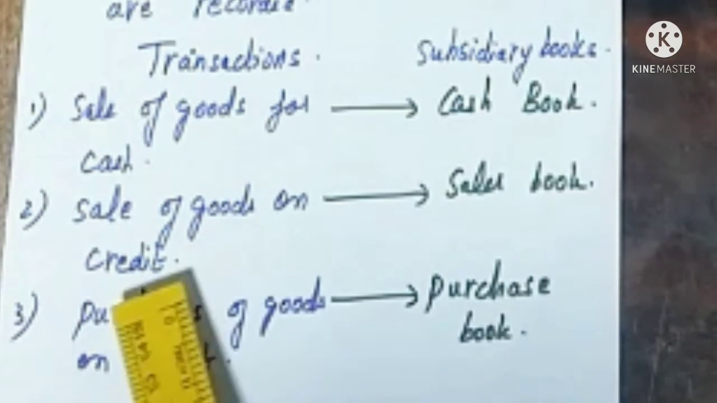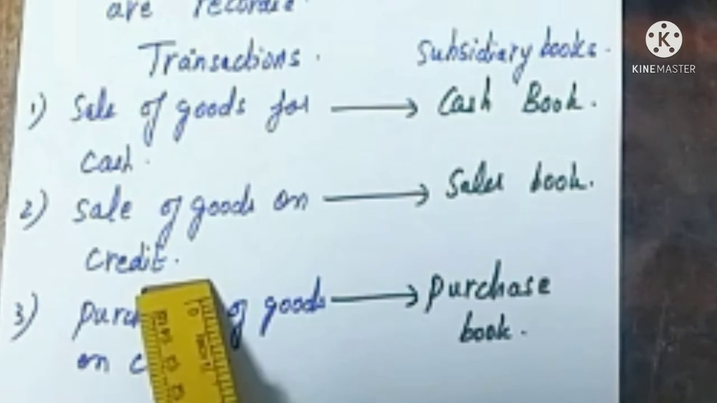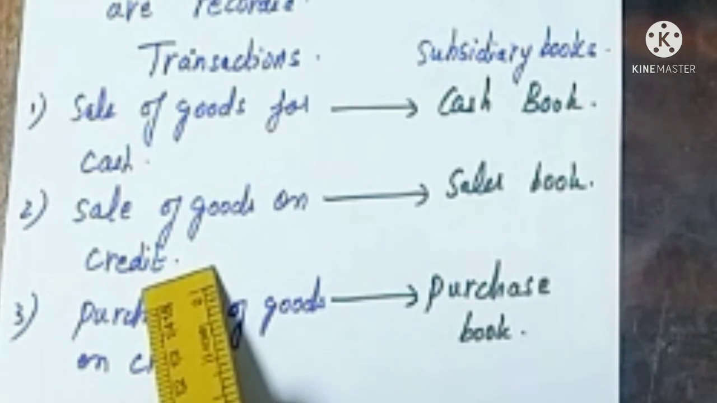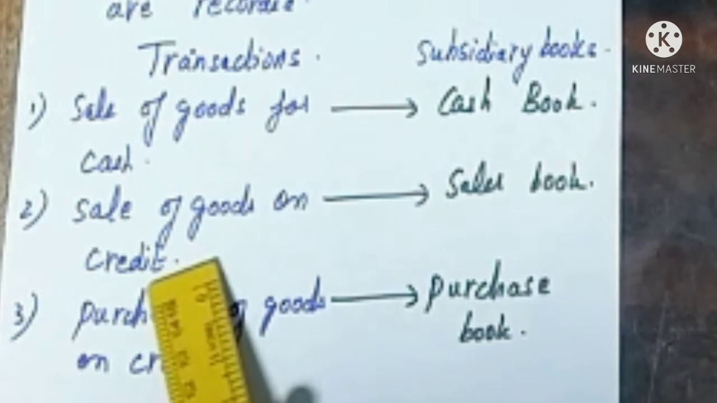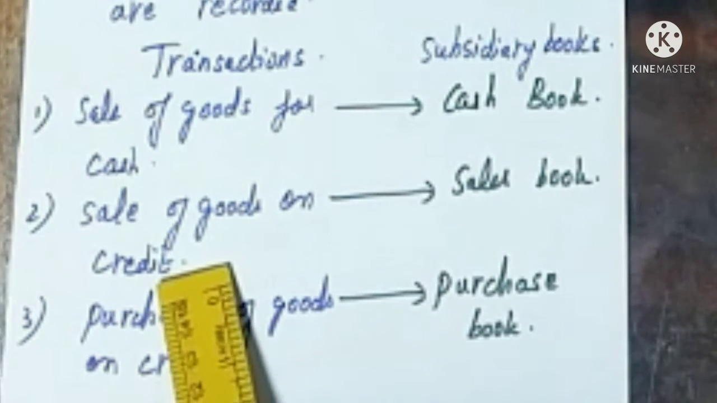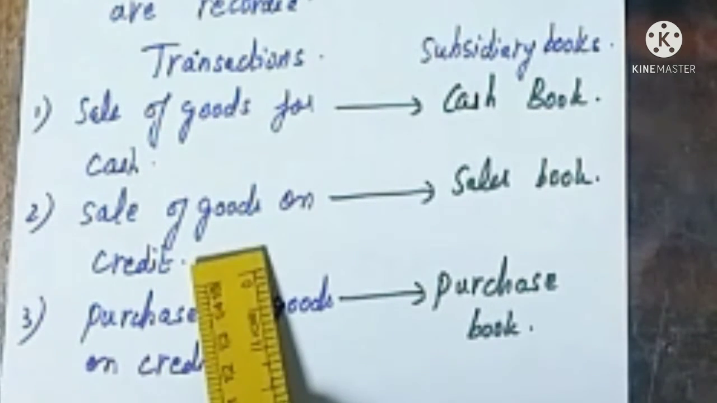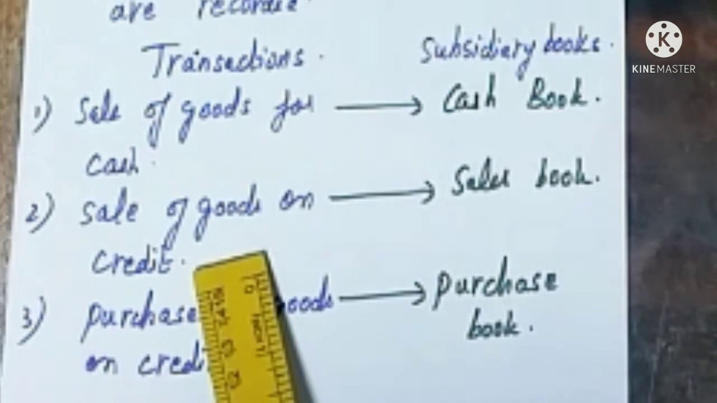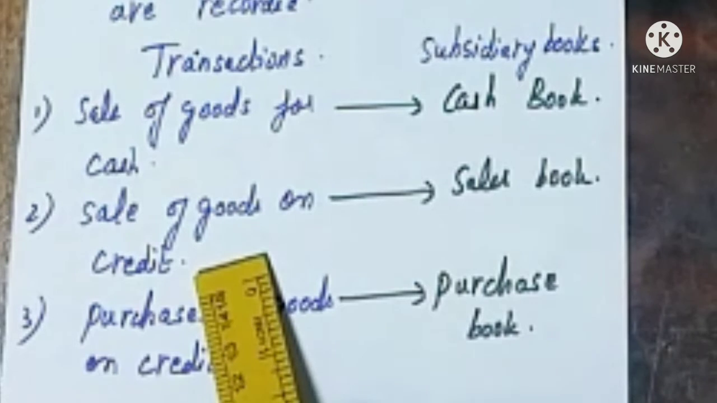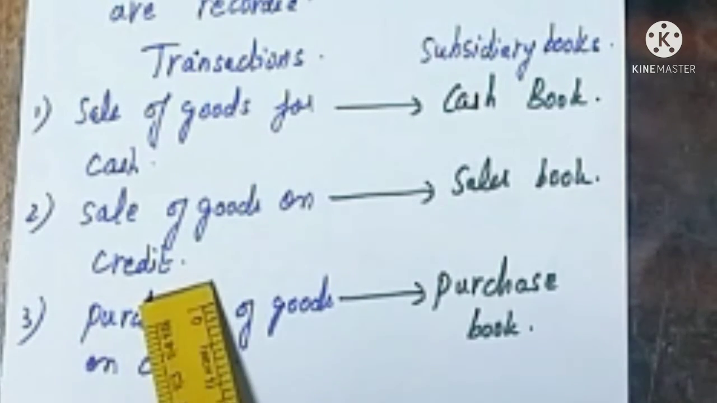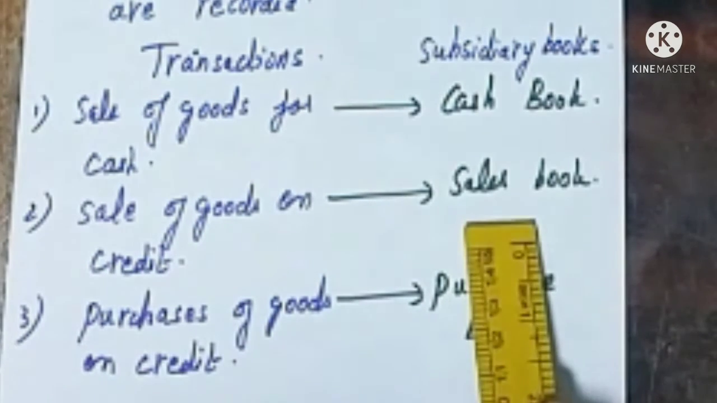Sale of goods on credit. It is a credit transaction. Credit transaction means cash is not received for sales made, but the sundry debtor who owes us money promises to pay us later. So it is called a credit transaction. We already discussed in introduction that all the credit transactions will be recorded in the subsidiary books. So the sale of goods on credit will be recorded in sales book.